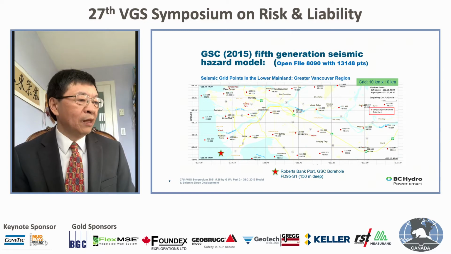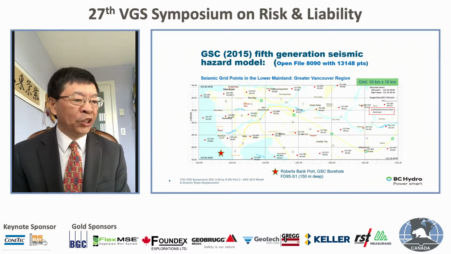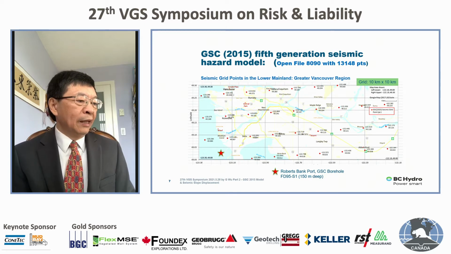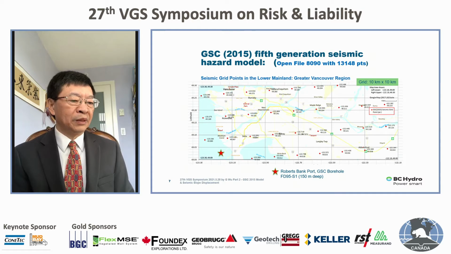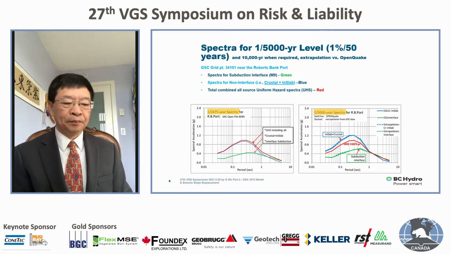If you look at this map, those red dots are the output points for the Lower Mainland. As you see here, there are 16 points in the Lower Mainland in the map I've shown, which is the majority of the Lower Mainland. And the larger star shows the location of Roberts Bank port, which is where the GSC borehole FD95S1 was drilled. So this is the location for which I'm going to present the site response analysis. Next slide, please.